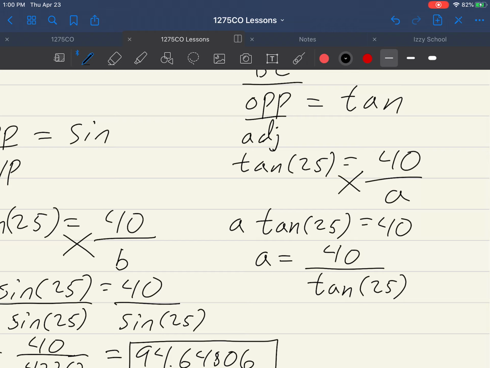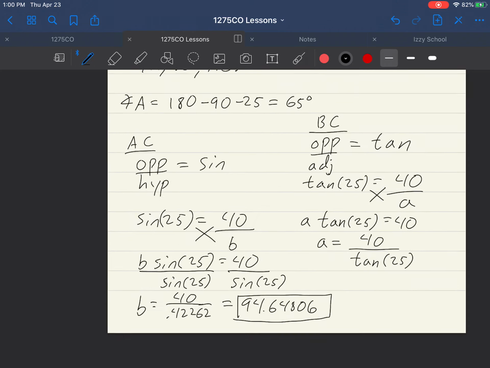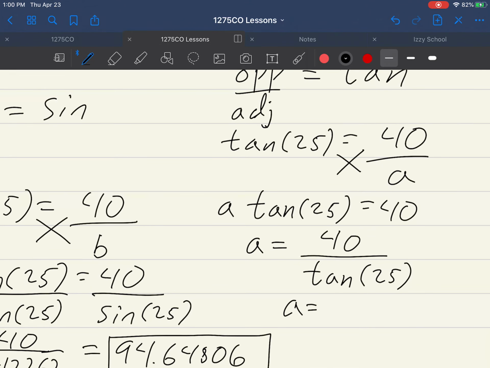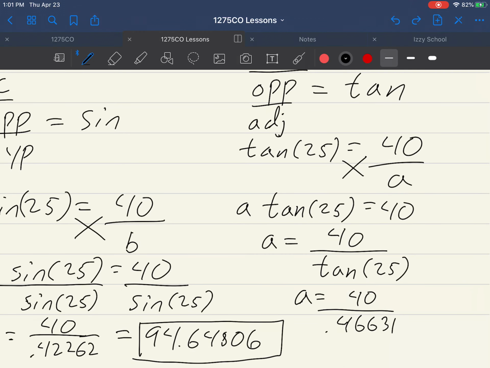All right, the tangent of 25 is equal to 0.46631. So A is equal to 40 divided by 0.46631. And again, we're getting this from dividing by the tangent of 25 on both sides. All right, I'm running out of space here, so let's write down A is equal to 85.78028.